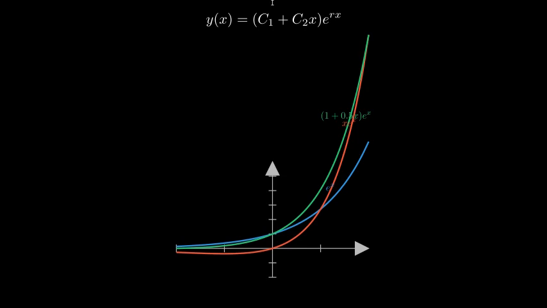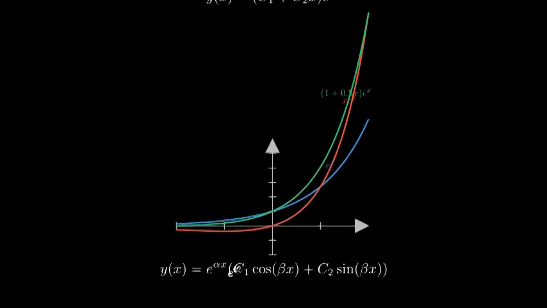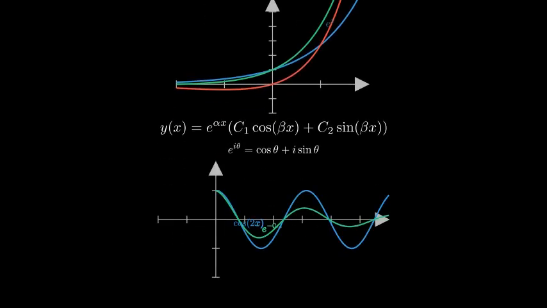Finally, for case 3, where we have complex conjugate roots, if r = alpha ± i beta, then we can use Euler's formula to express the solution in terms of real functions. The general solution becomes y = e^(alpha x)(c1 cos(beta x) + c2 sin(beta x)). Now, let's look at some examples to see how to apply these techniques.